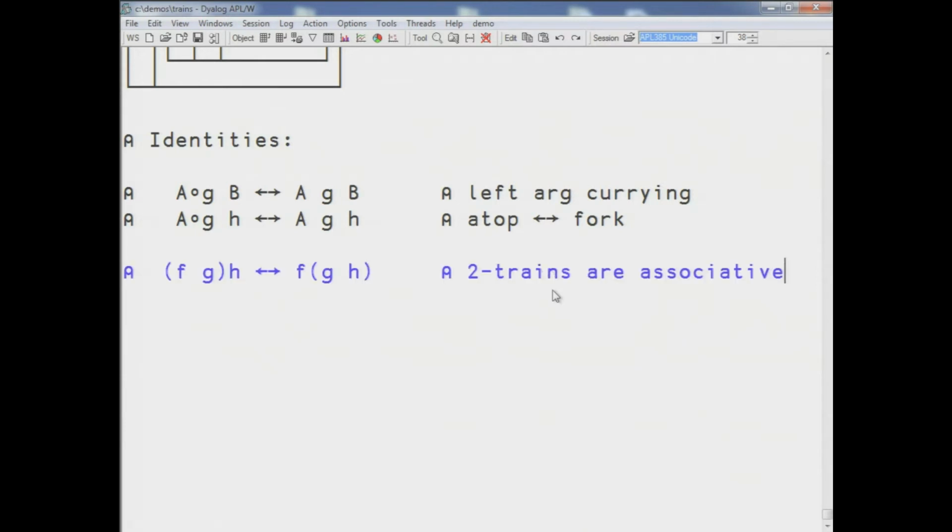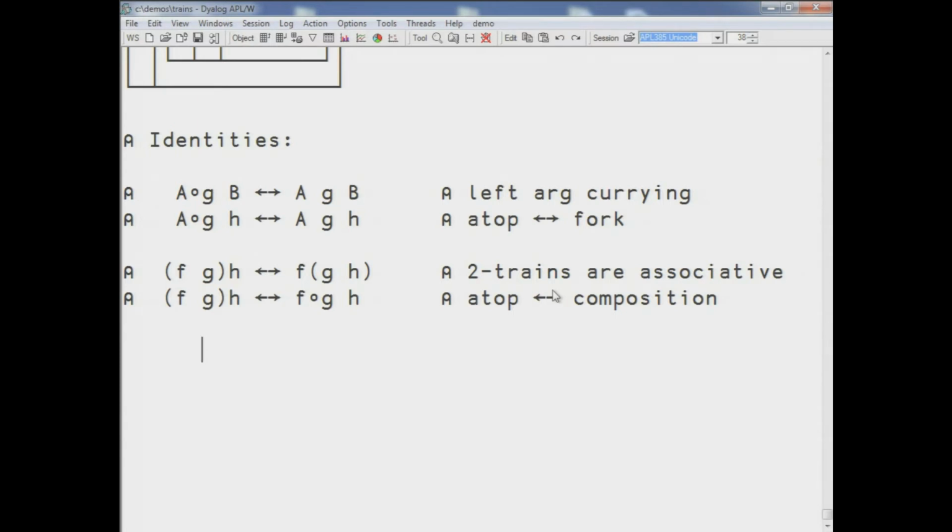Here's another identity, that 2-trains are associative, it doesn't matter which side you put the parentheses on. You can just check that for yourself if you were to give this one or two arguments. And this is a kind of simplification that, given two 2-trains, both of those are equivalent to the composition of F and G with H.